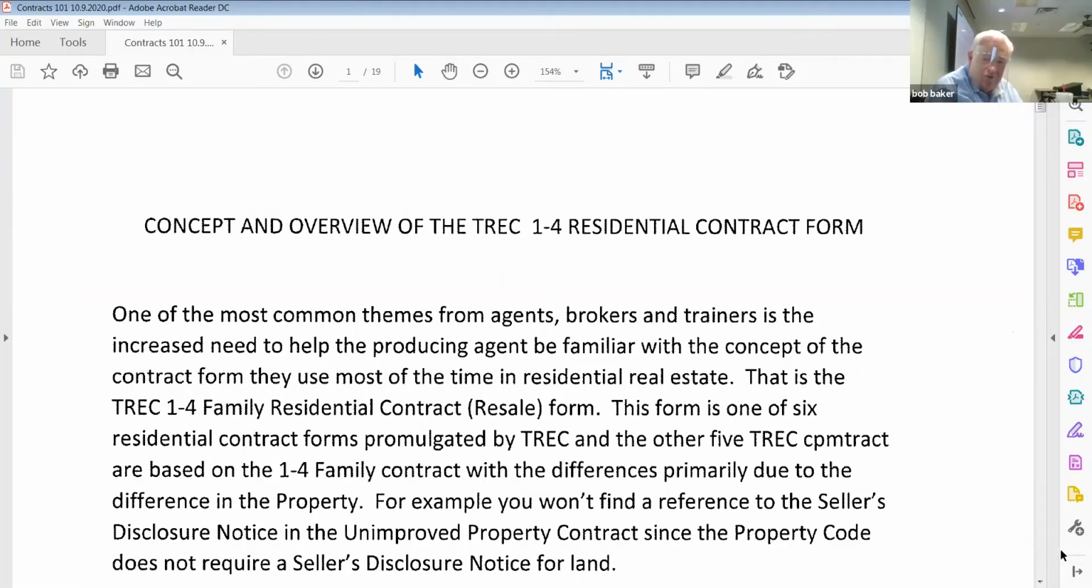So in the first few paragraphs on page 1 we deal with the concepts, and theoretically this is kind of a basic class, although as I mentioned in my email, it's not something that experienced agents don't need to know. And I talk about the thing that when I interact with other brokers around the state, other trainers and people, the constant issue that comes up is agents being familiar with the concepts of the contract. When I talk about this in a lot of my classes, we don't want to memorize.